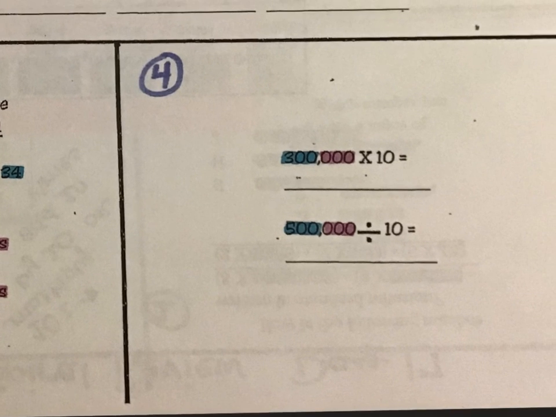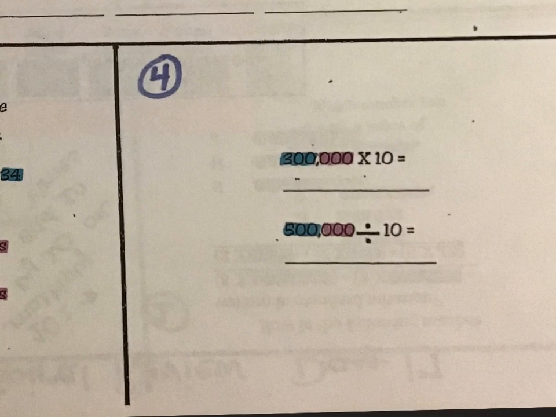And then number 4, 300,000 times 10, 500,000 divided by 10.